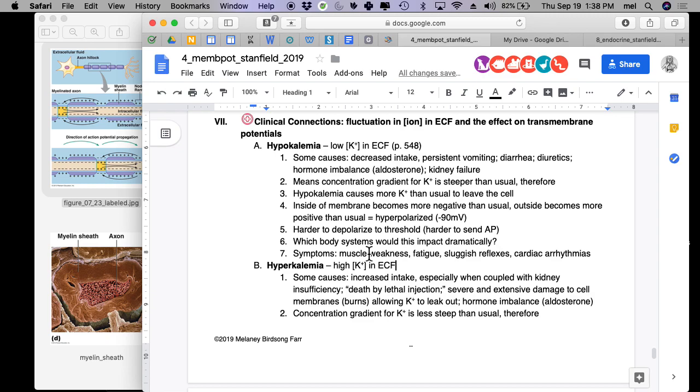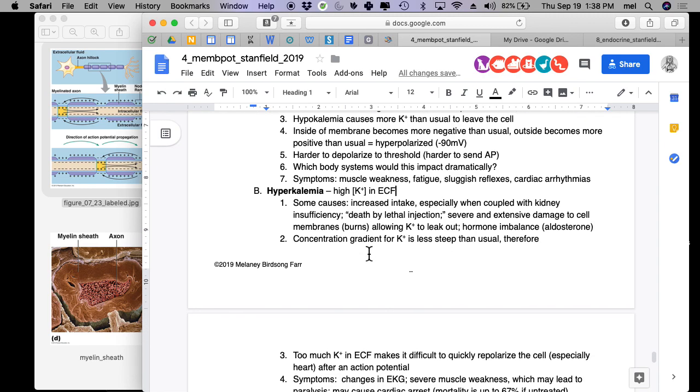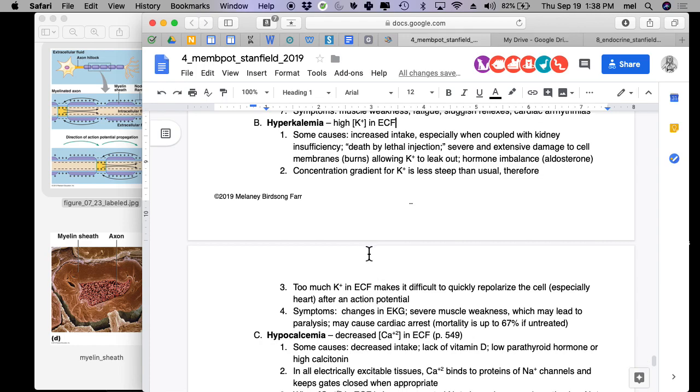So let's try the next one. You ready to do the next one? The next one's really interesting and also really culturally relevant right now. Hyperkalemia is too much, too little of what, where? Too much potassium in the extracellular fluid. Okay, that's the issue, right? Too much potassium in the extracellular fluid.